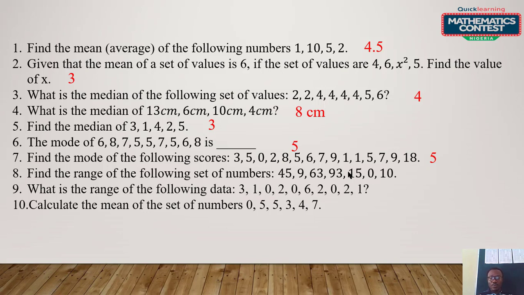What is the range? 10 seconds. In fact, you should have seen the answer. The range, look for the highest number, 93. The lowest number, open your eyes very well. The lowest is 0. So 93 minus 0 gives us 93.